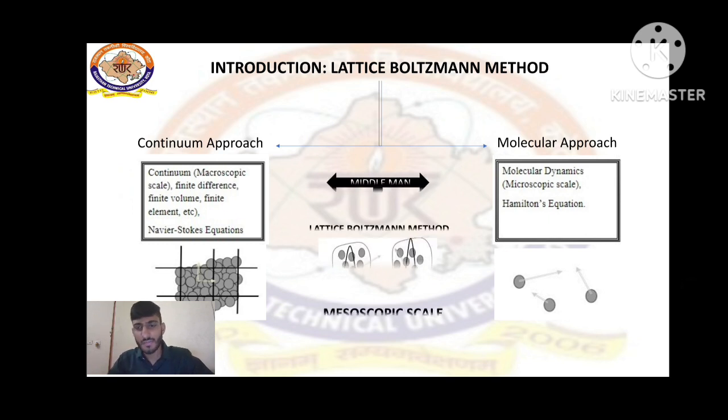But what if there is a middleman? Here comes the middleman, which is the Lattice-Boltzmann method, which incorporates properties of both the macroscopic scale, which is the continuum scale, and the molecular dynamics, which is the micro scale. This is known as mesoscale, so we do mesoscopic modeling here. So let us see how this works.